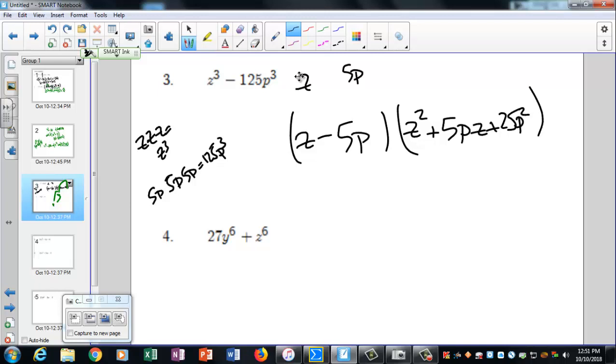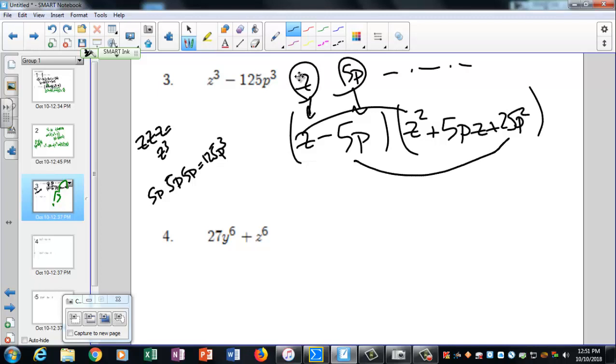Now, where did those pieces come from? It seems like I just made them up. It's what times what times what gives me these pieces. That's where I got this and this from. These pieces immediately go in. That becomes the small parentheses. Then z times z is z squared. 5p times 5p is 25p squared. Z times z is z squared.